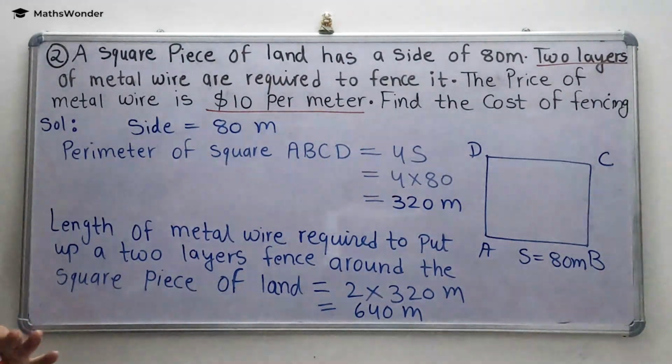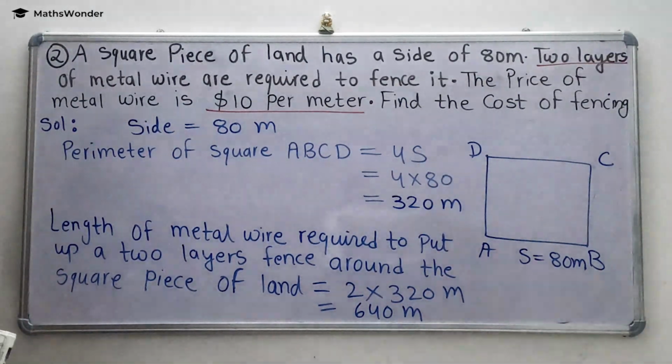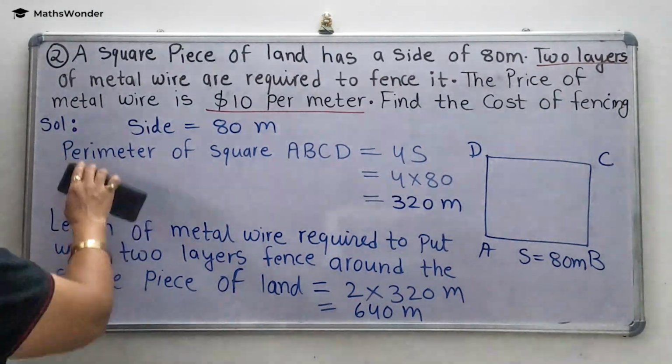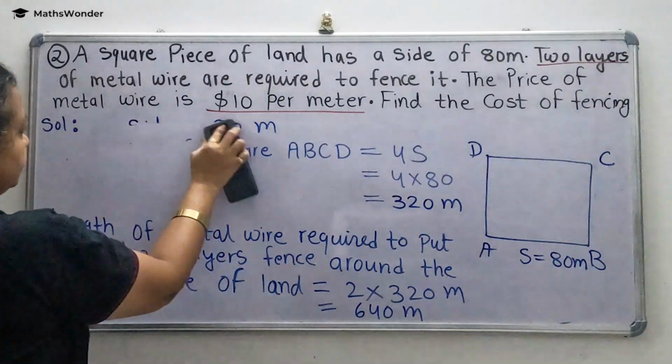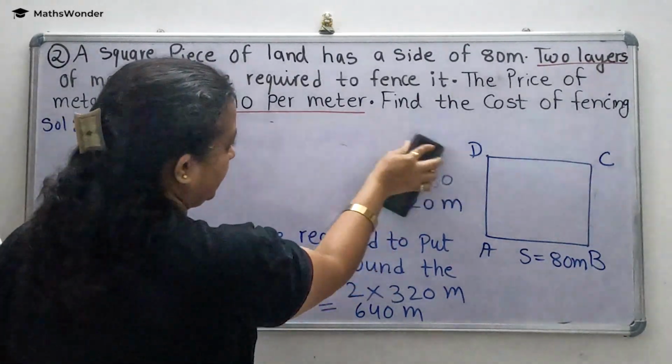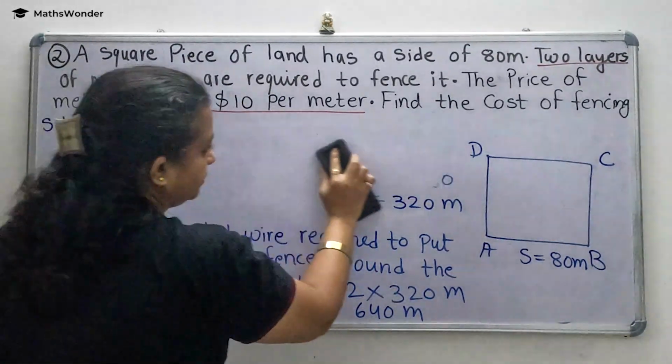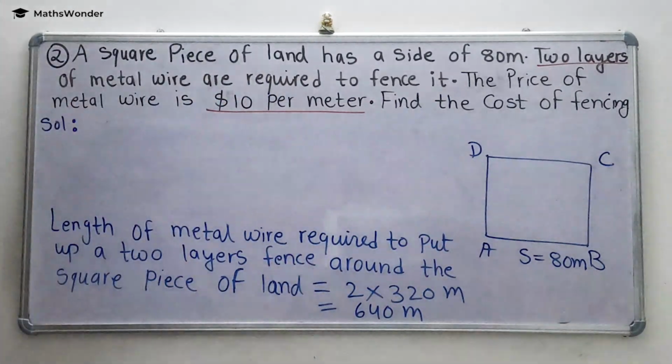This is your half, more than half of the question done. Now the next part of the question is to find the cost. 640 times 10, 6,400. Now we need to find the cost.